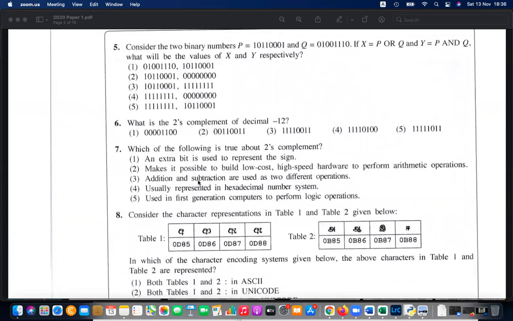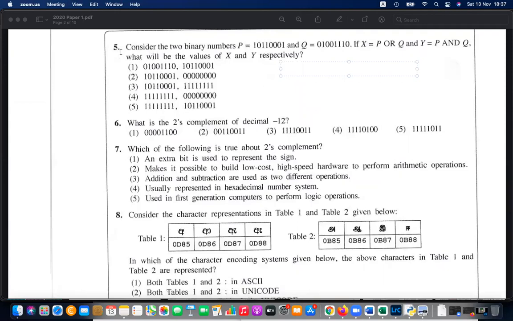Okay, I'll explain that. Consider two binary numbers P and Q. P OR Q, P AND Q. What are X and Y respectively? So it is asking about X and Y, for the cases P OR Q and P AND Q. This was again a repetitive question. You can see in 2019 also we got a similar question like this. So that is a tendency, right? Maybe next time they can ask about XOR. I don't know. In your exam, right?